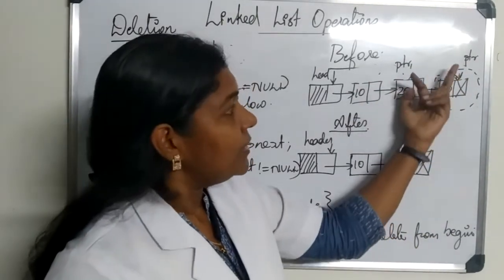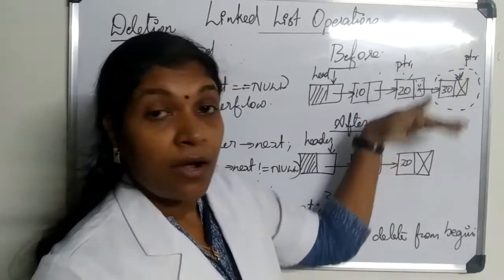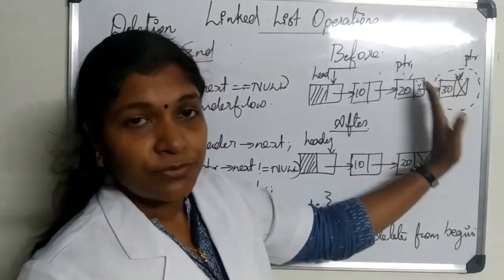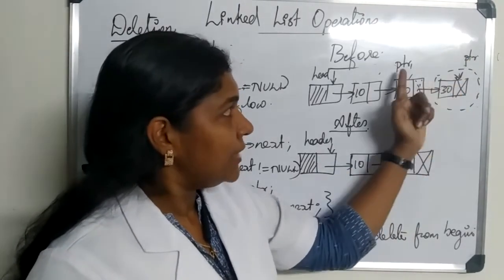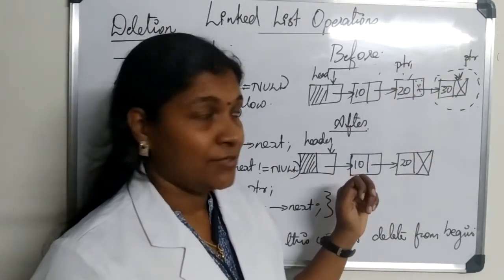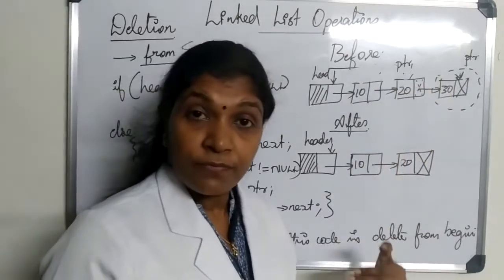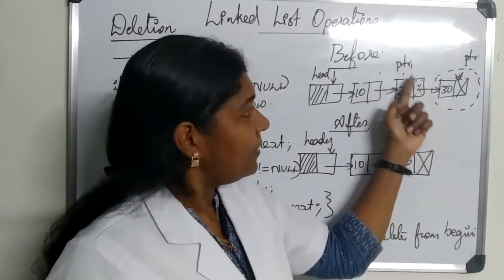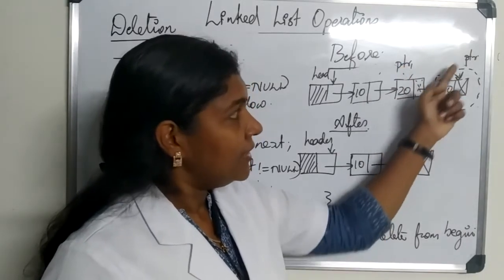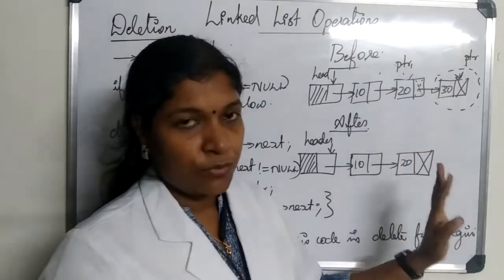Okay. So at the end, once we are out of the loop, the status of pointers would be like this. PTR would be pointing to the last node and PTR1 would be pointing to the second last node. Then, once we are out of the loop, what we need to do? We need to set the link part of PTR1 as null, then free of PTR. This is what we are going to do.